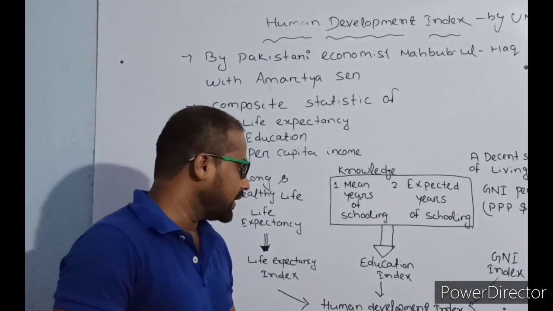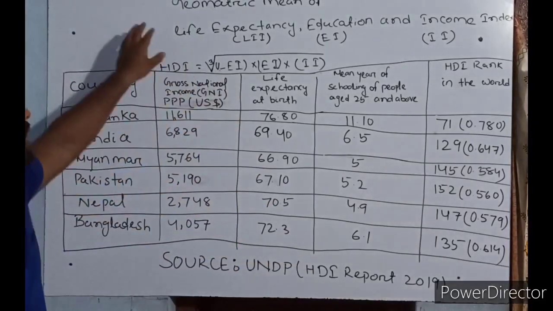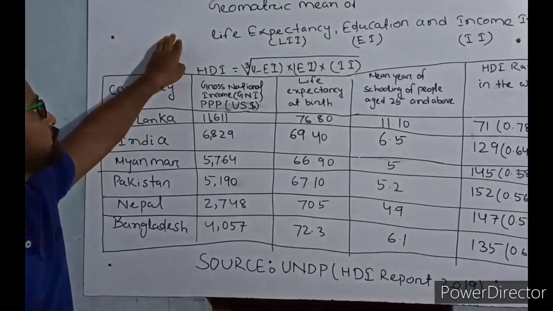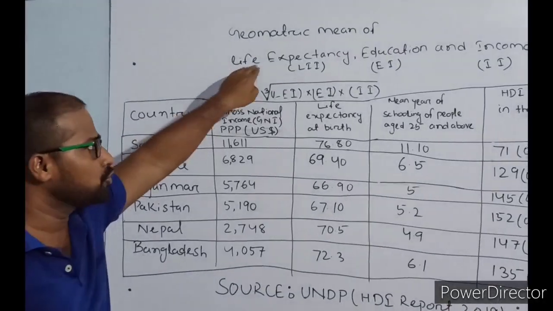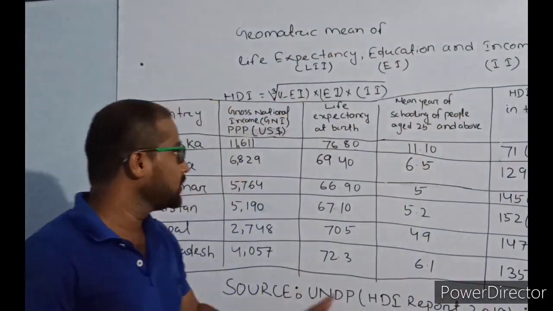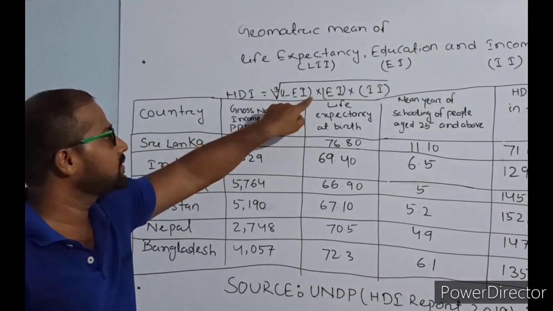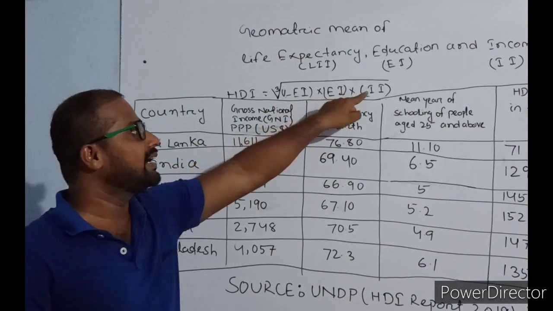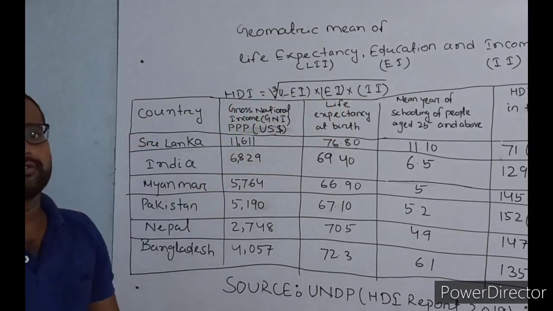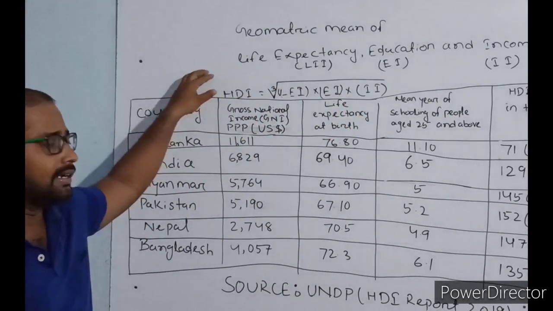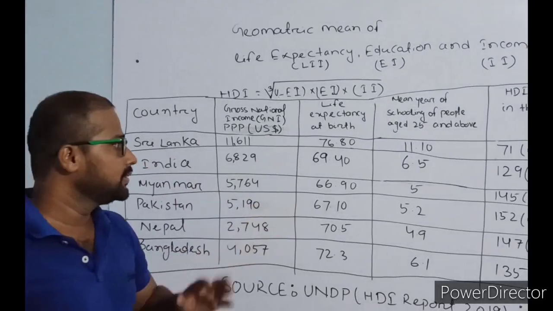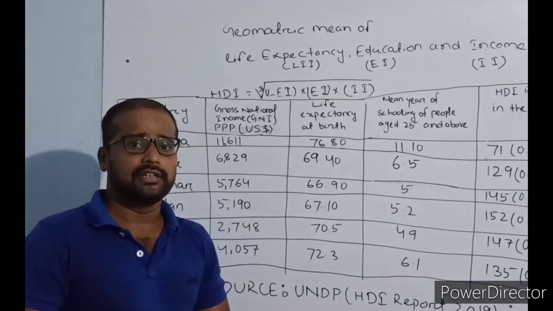the Human Development Index. The formula of the Human Development Index is the geometric mean of the life expectancy, education and income indices. Here, the cube root of the life expectancy index, education index and income index multiplied together is the formula for the Human Development Index. Here is the data of the different South Asian countries.